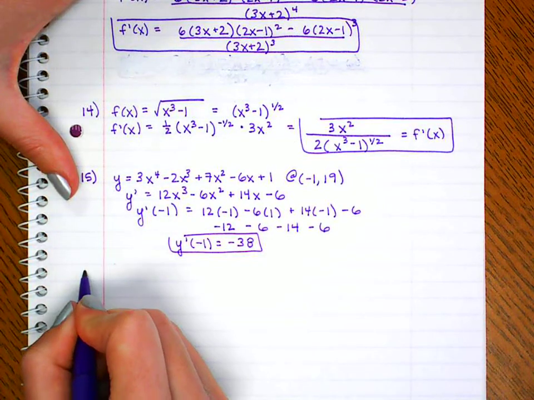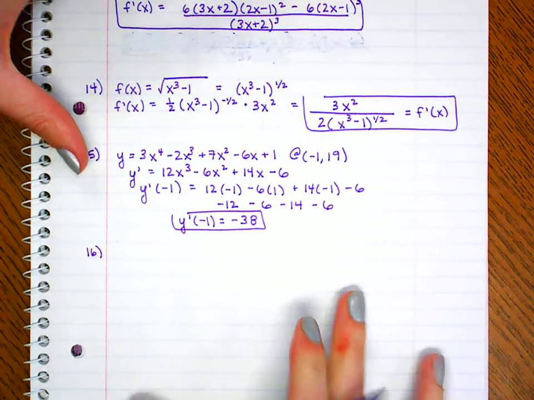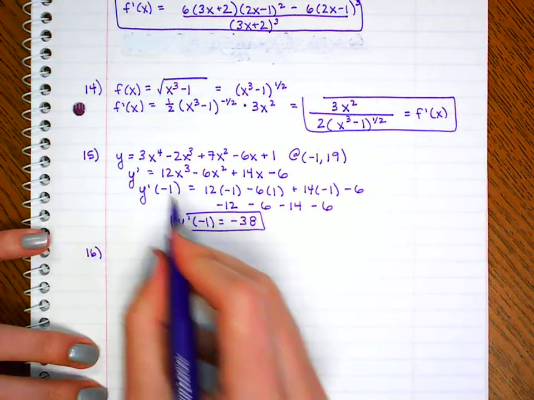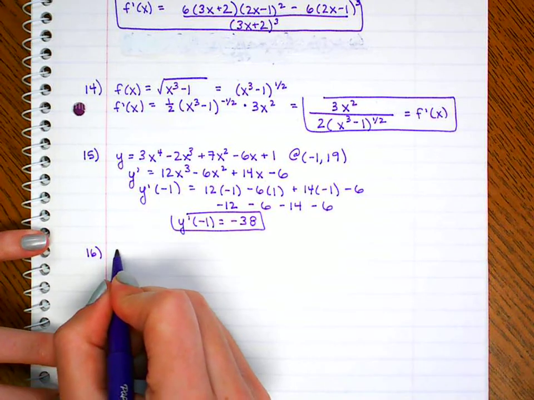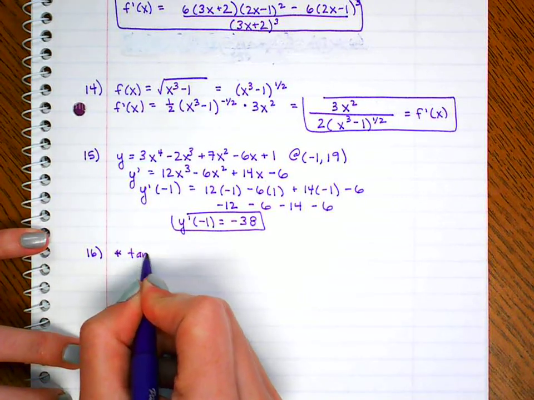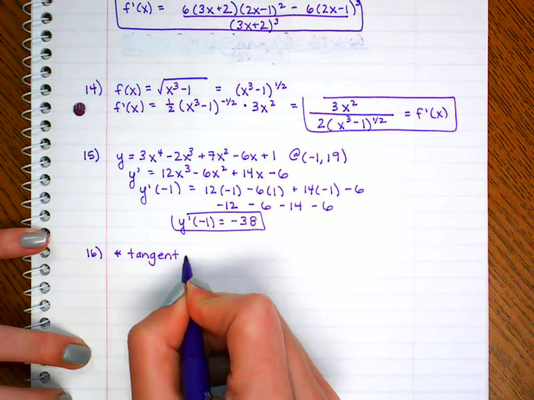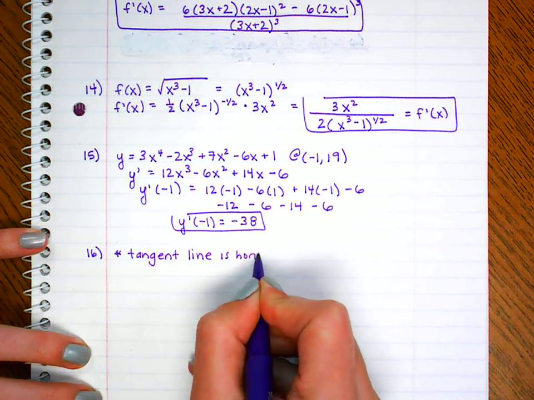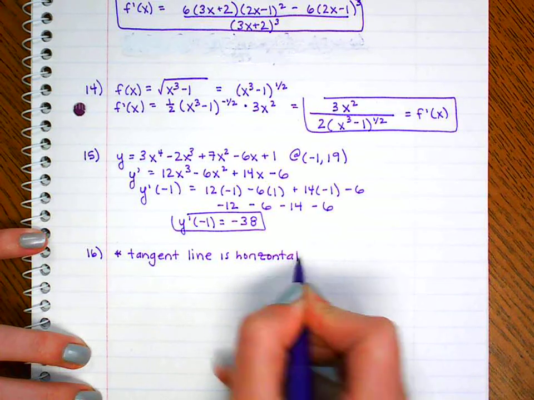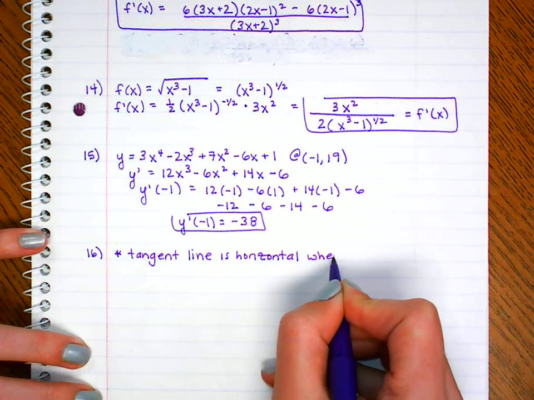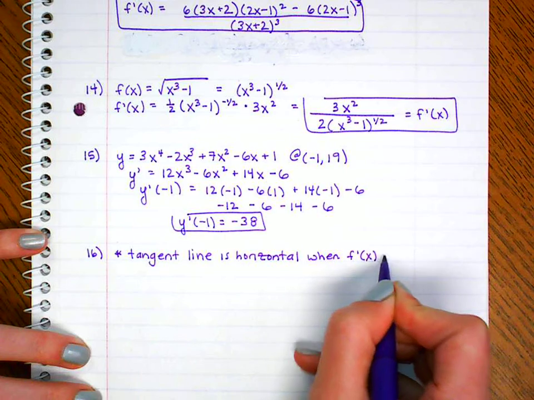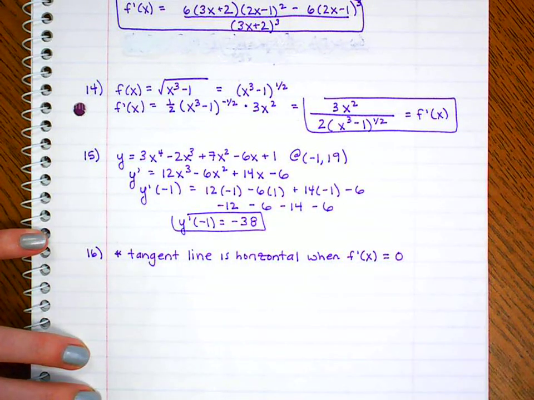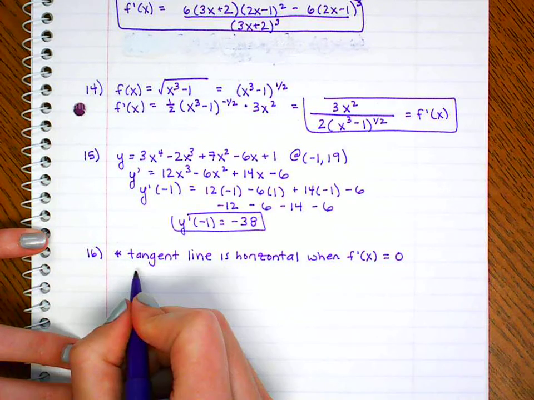Number 16. Find the x coordinates where the tangent line is horizontal. Okay, so let's start by just mentioning that the tangent line, and some of you guys wrote this on your quiz, it was great. Tangent line is horizontal when f prime of x, well, a line is horizontal when its slope is 0, so when f prime of x is 0. Okay. So let's start with part A.